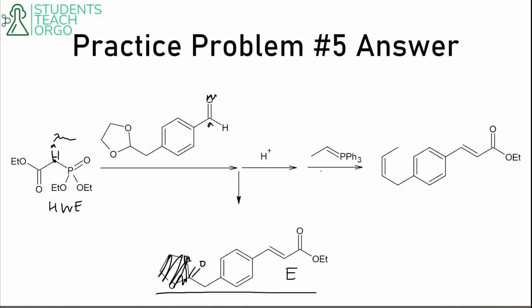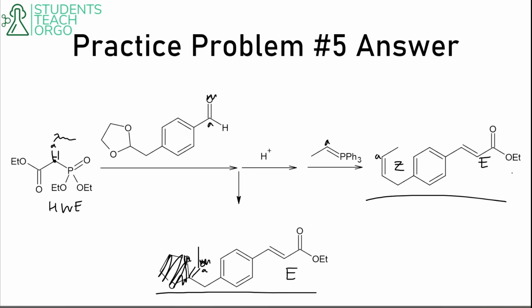And then I'm going to do one more Wittig. This is just an unstabilized Wittig, so I form Z. And I just attach, basically, if this is A, attach A here, attach just a single methyl group. This is A. Okay. This is our final product. So this configuration here is Z, and this configuration here is E.